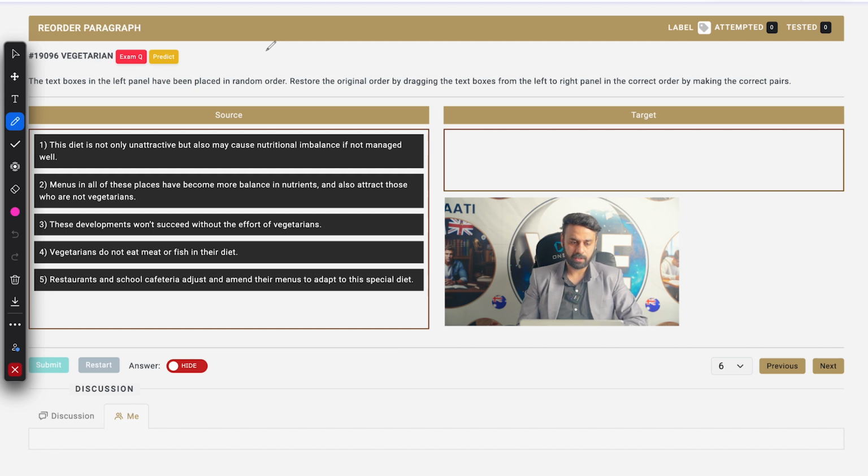For example, in this case, if I just focus on words, over here the keyword was diet. Over here, it was about menus, and then vegetarians. Then over here, vegetarians. So if I just had to decide on the basis of words, I would put 3, 2, 4 together, just on the basis of vegetarians. But this is not the case. Don't make your decision on the basis of a word, guys. That is the most common mistake which every student makes when they start practicing reorder paragraph.